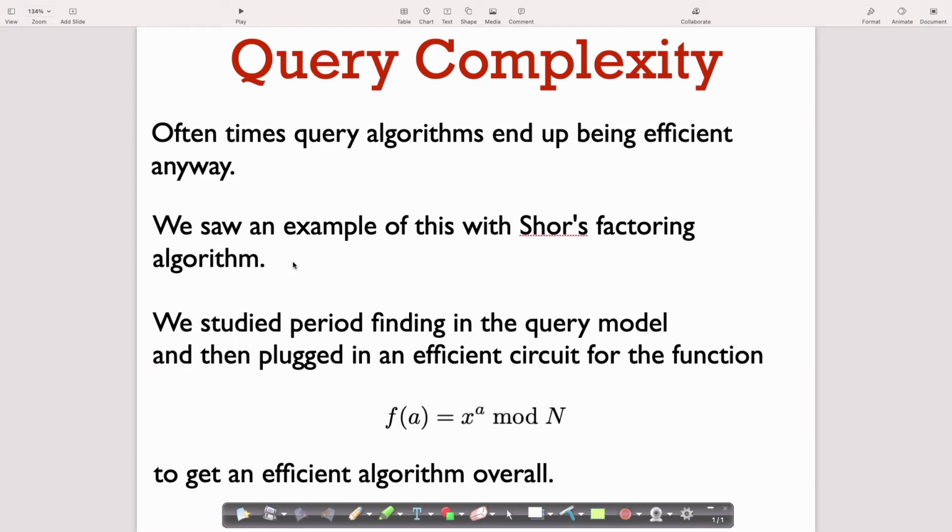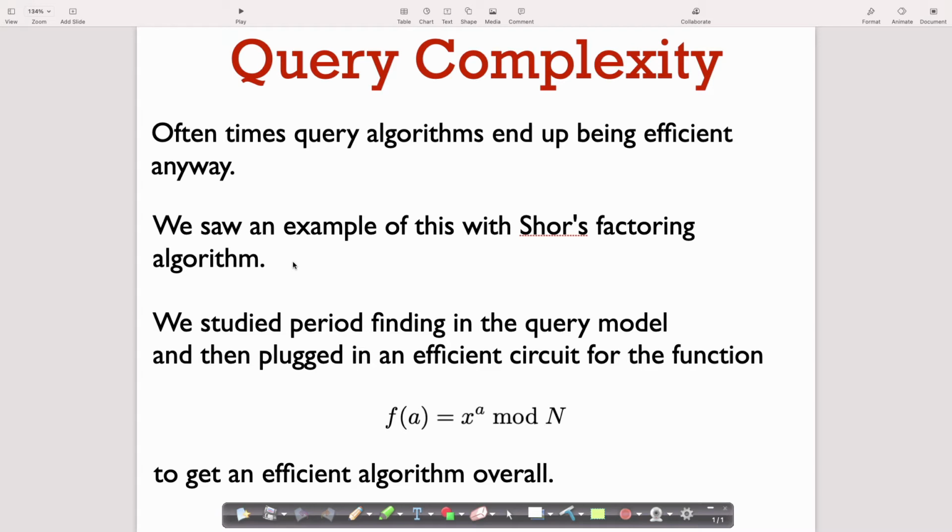So even when you design algorithms in the query model, a lot of times the algorithms turn out to be time efficient anyway. We kind of saw an example of this with Shor's factoring algorithm. The quantum heart of Shor's factoring algorithm is this algorithm for solving the period finding problem. And we studied the period finding problem purely in the query model, right? So we assumed that we had oracle access to a periodic function, and then we queried that function in order to find the period, okay?